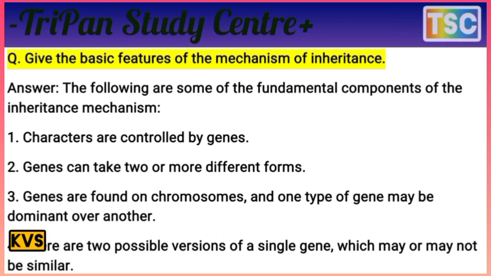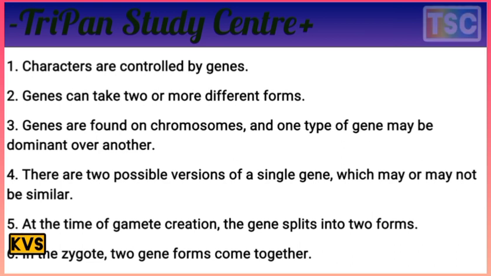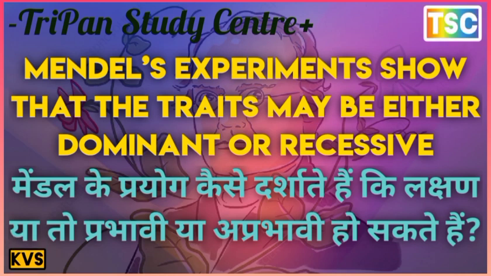There are two possible versions of a single gene, which may or may not be similar. At the time of gamete creation, the genes split into two forms. In the zygote, two genes come together. That's important. Next question arrives here.